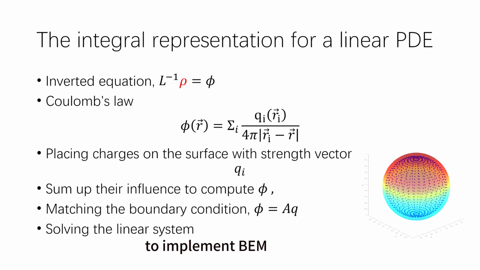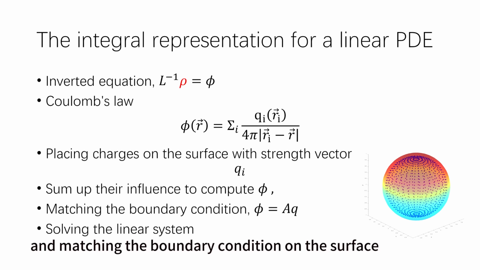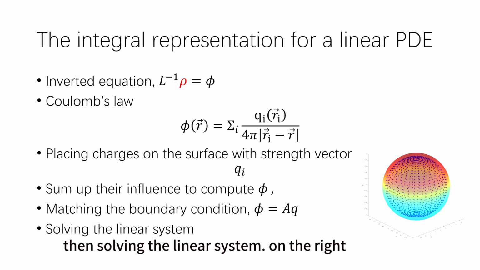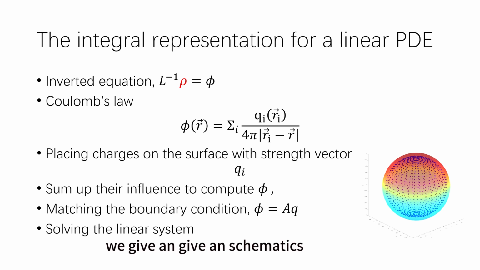To implement BEM, you first place charges on the surface with a strength vector Q, and sum up the influences to compute phi. Matching the boundary condition on the surface, phi equals A times Q. Then solve the linear system. On the right, we give a schematic. The scatters are point charges. You adjust the strength of these charges to match the boundary condition on the surface, which produces a linear system.